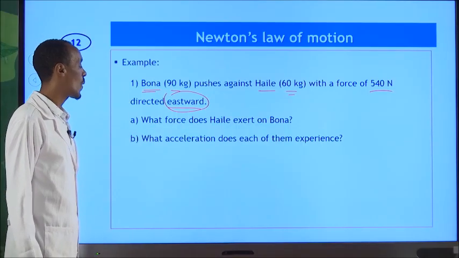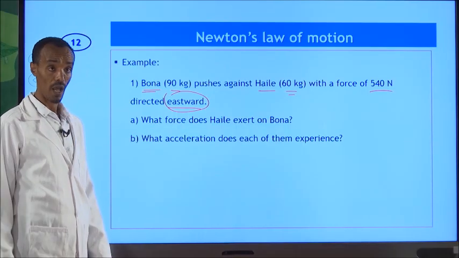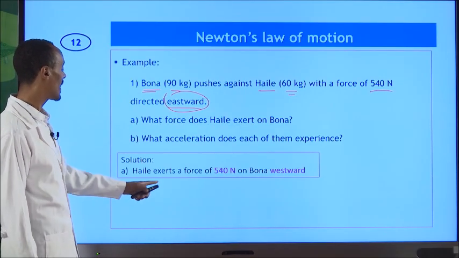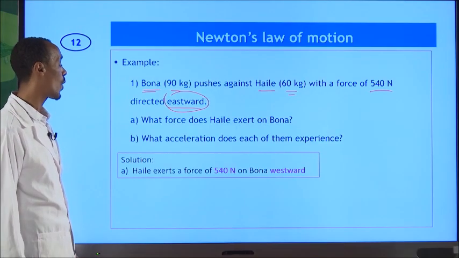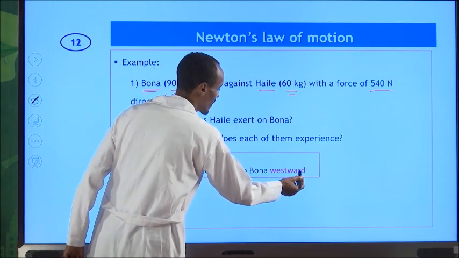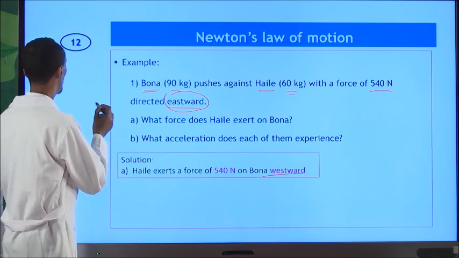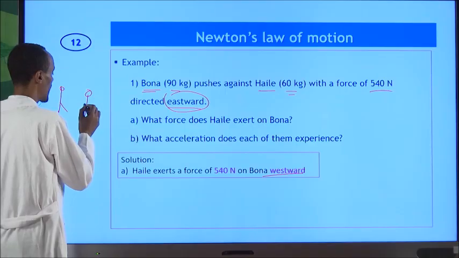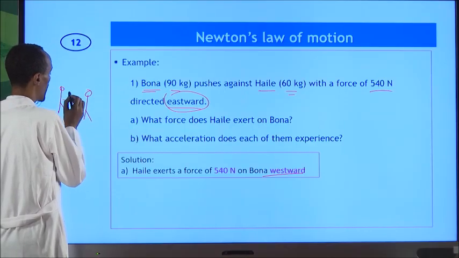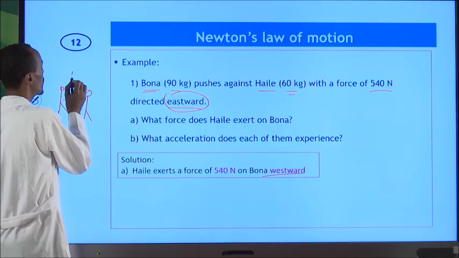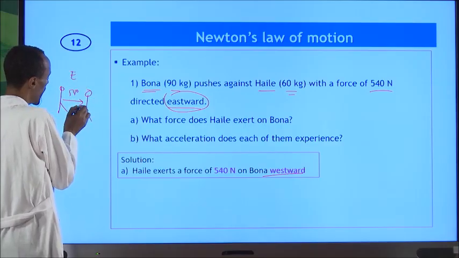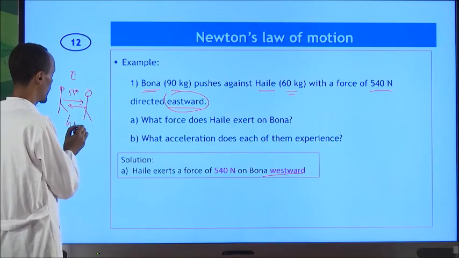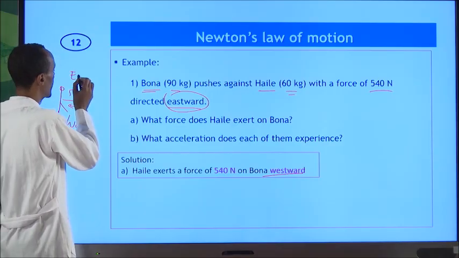It asks us, what force does Haile exert on Bona? From Newton's third law of motion, we can simply answer this. Haile exerts a force of 540 newtons on Bona, but the direction is westward. If this is Bona and this is Haile, and Bona is applying 540 newtons eastward, then Haile is also applying the same force, but the direction is reversed. This is west and this is east.